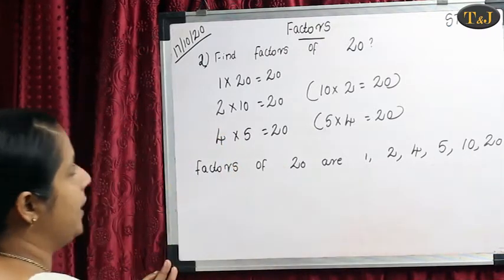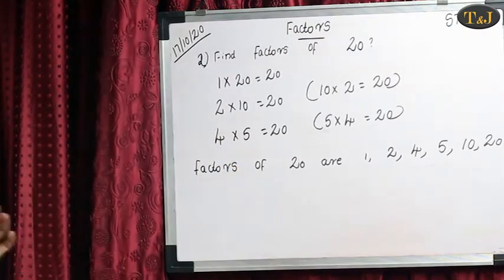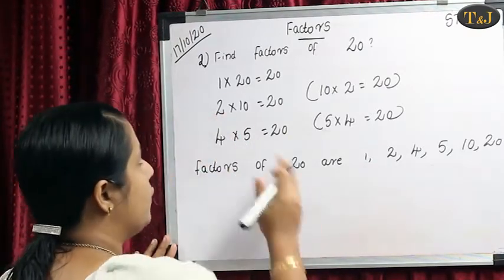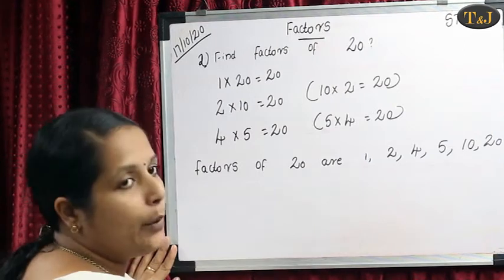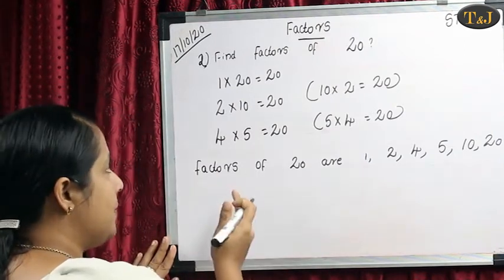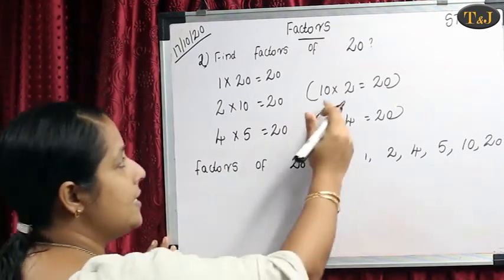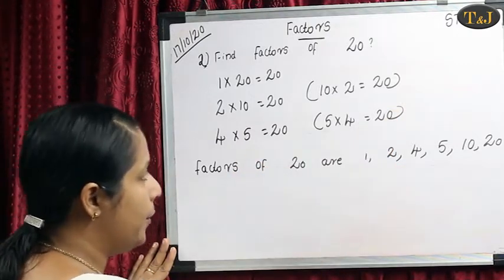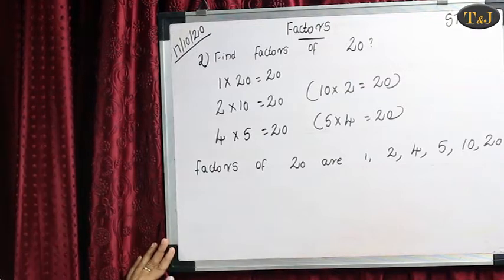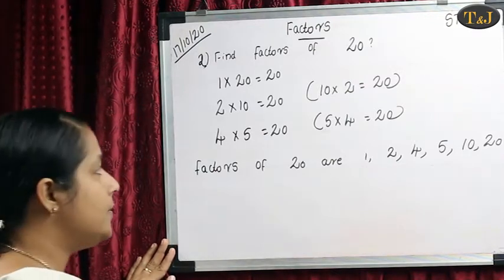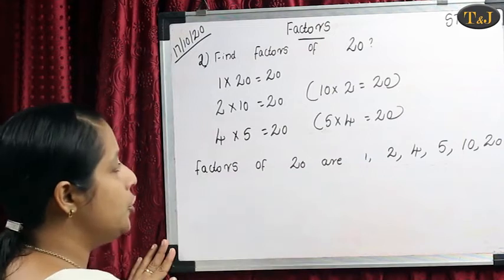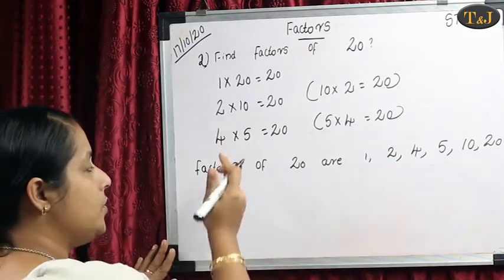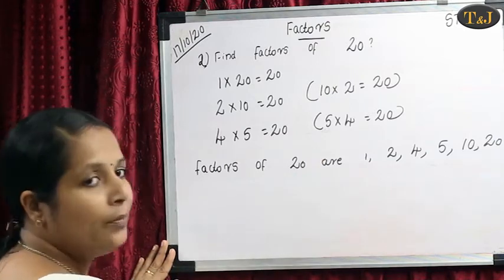Once again I explain, find the factors of 20. Any number multiplied by 1 gives the same number, so we write 1 multiplied by 20 equals 20. In 2's table 2 tens are 20, then 10 2's are 20. So 2's and 10's tables also include the product 20. Then in 3's table there is no 20. In 4's table, 4 5's are 20, and written the other way, 5 4's are 20. That means 4's table and 5's table both have 20.